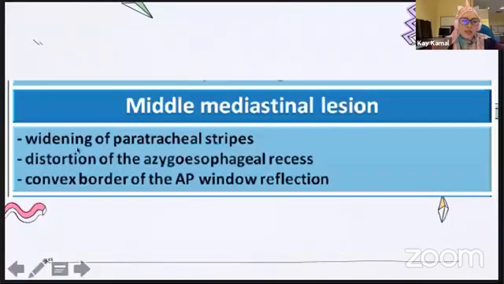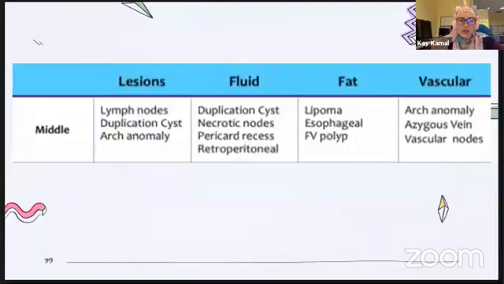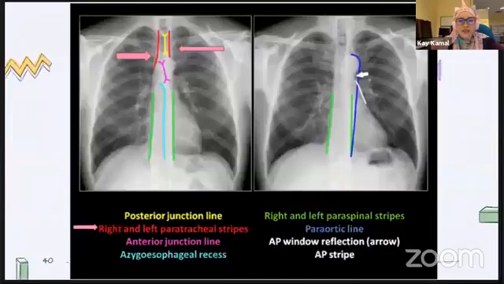So for example, middle mediastinal lesion, we can have widening of the paratracheal stripe with distortion of the azygoesophageal recess and the convex border of the aortopulmonary reflection. I'll show you. And these are the types of middle mediastinal masses that we can see, such as the lymph nodes, arch anomalies. And this is what we mean by the right and left paratracheal stripes. These are the paratracheal stripes, the red colored things.